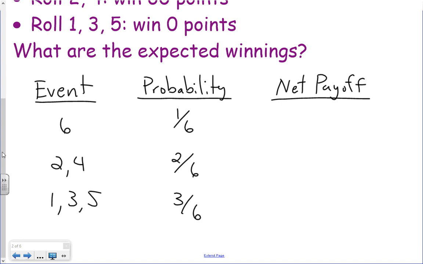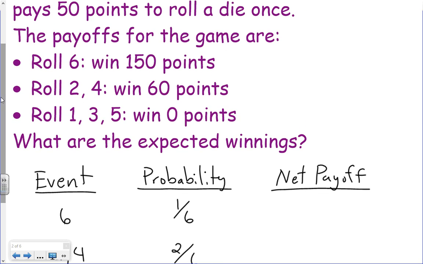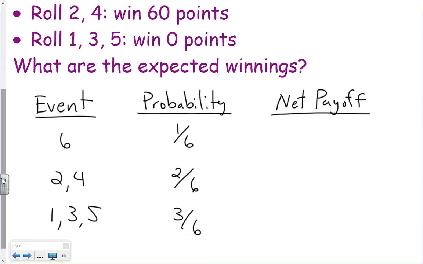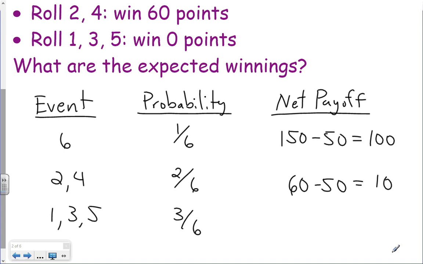So remember that we pay 50 points to play the game. And if we roll a 6, we win 150 points. So the difference between those two, the amount we win minus the amount we have to pay, is our net payoff. So our net payoff for rolling a 6 is 100 points. For the 2 and the 4, you win 60 points. But again, you had to pay 50 to play. So your net payoff there is 10. And then finally for the 1, 3, or 5, the odd numbers, again, you win nothing in that case, and you had to pay 50 points still to play, so your net payoff is you lose all 50 points, negative 50.